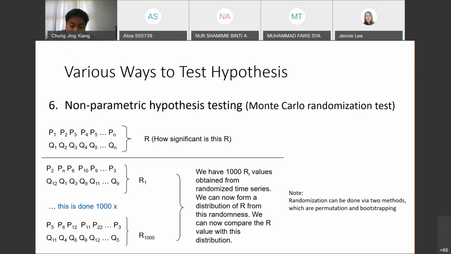Why are there two methods? Bootstrapping is very useful when your sample size is small. When your sample size is small, you tend to use bootstrapping to do the randomization. If your sample size is large, you can use permutation. People ask me whether permutation or bootstrapping is more difficult. Basically, they are the same. It's just the way you code.